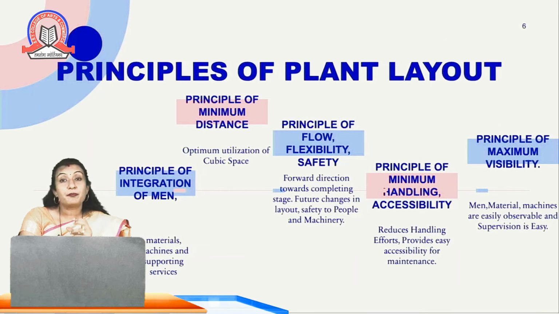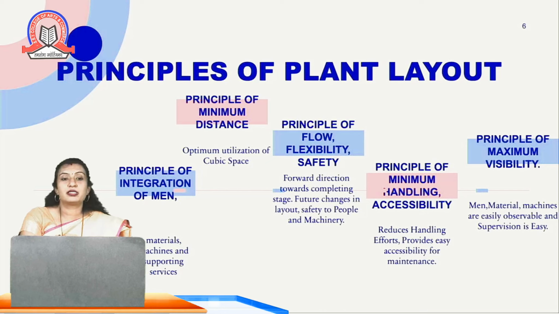Now the plant layout is based on certain principles. Principles means certain terms and conditions on which the plant layout should be planned or prepared. So the first principle is the principle of integration. Integration of what? Men, materials, machineries, and all the other supporting services that are required in the factory.